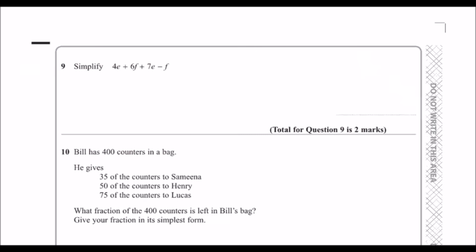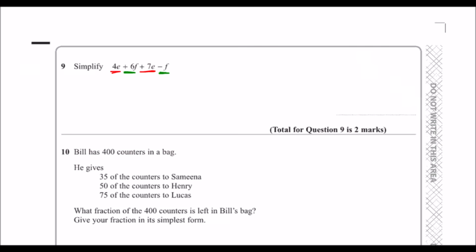Question 9. Simplify 4e plus 6f plus 7e minus f. So here we're collecting the like terms. We can only add e's to e's, and we can only add or take away f's to f's. So our e's, we've got 4e and a positive 7e. And for our f's, we've got a positive 6f. We're always taking the sign from in front of the term, and a negative f.